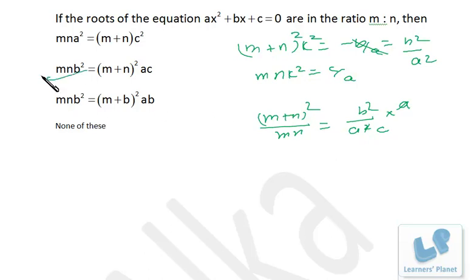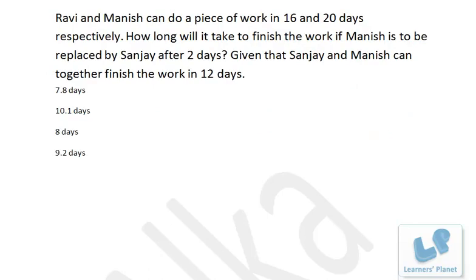Okay, a 30-second question, nothing else. Now this problem is based on time and work. Ravi and Manish can do a piece of work in 16 and 20 days respectively. How long will it take to finish the work if Manish is replaced by Sanjay after 2 days? Given that Sanjay and Manish can together finish the work in 12 days.